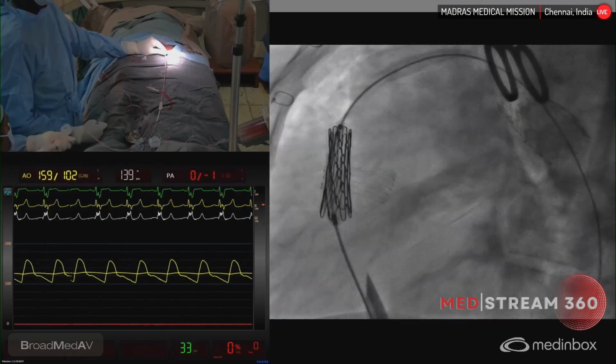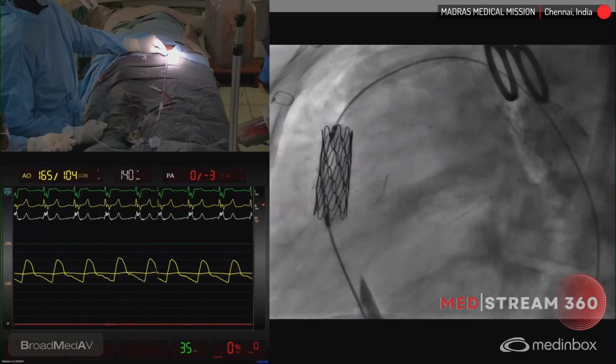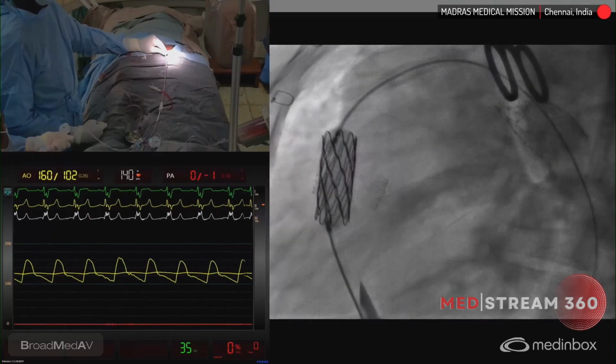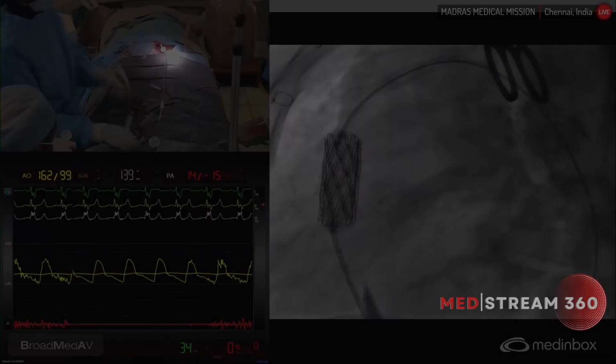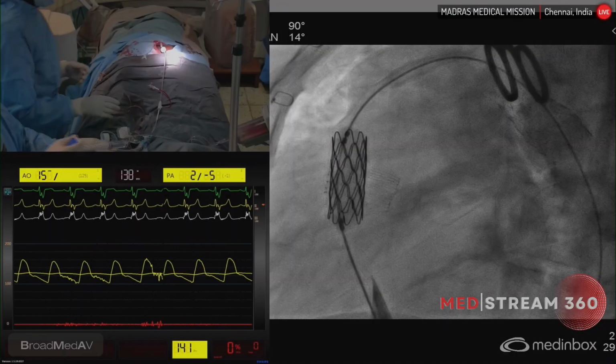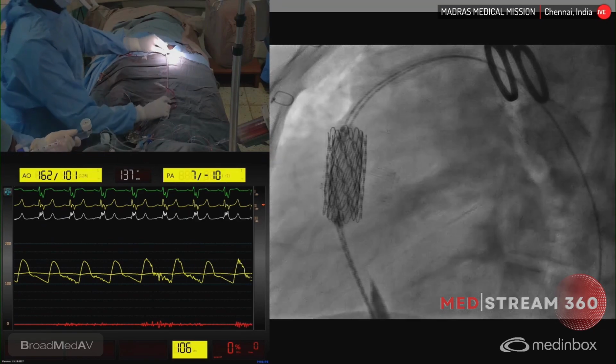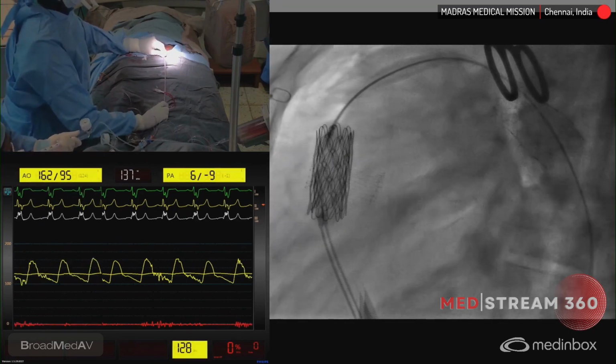Going to 2, 3, and 4. Full 4. Then we can fully lock it. So the positioning is fine. You are inflating the balloon. I'll just position it. Yeah, we can now go in.